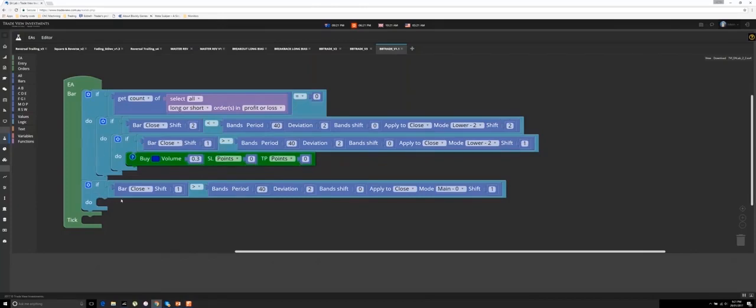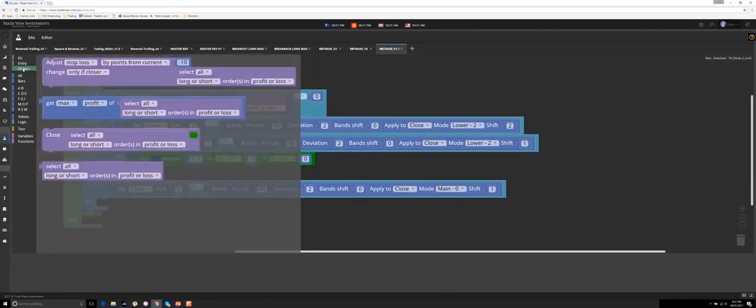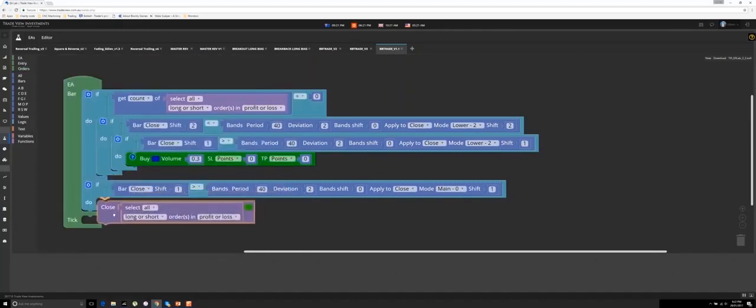And now this is going to be our exit condition. So if now we're in a trade and the bar closes greater than the middle Bollinger Band, which is the main, then what we're going to do is close all long orders, whether they're in profit or loss. Okay, you can play around with this if you want to. You can only close the orders if they're in profit. For this model, we're just going to close if they're in profit or loss. So we're going to use this close order block.